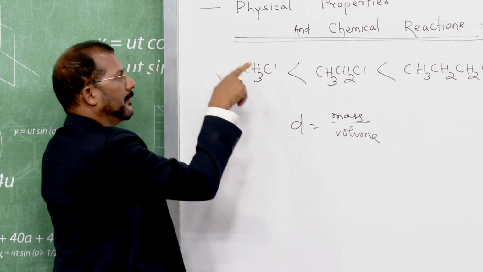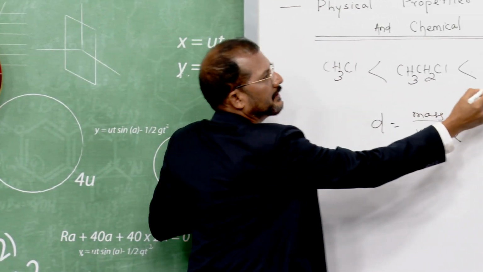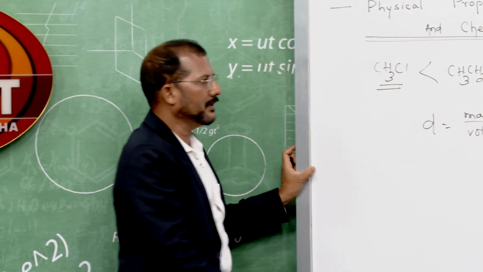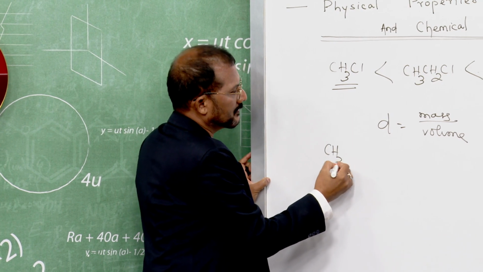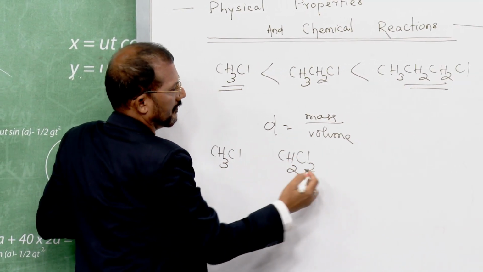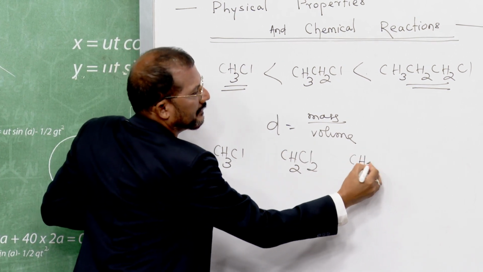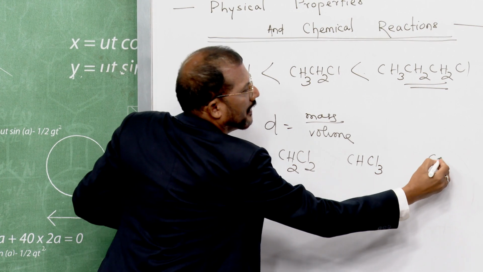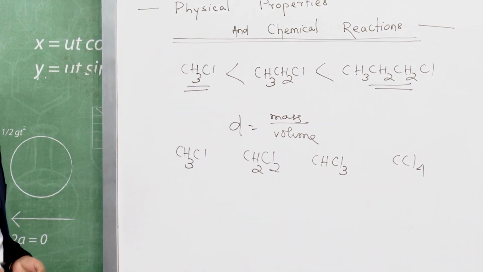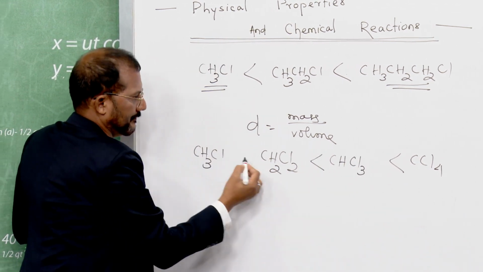So, if we discuss the density of these three substances, then the density of ethyl will also be higher than methyl. If we discuss these examples, suppose methyl chloride, dichloromethane with two chlorine atoms, trichloromethane or chloroform, and carbon tetrachloride, then where would the density be more? Definitely in the case of carbon tetrachloride, density will be more.